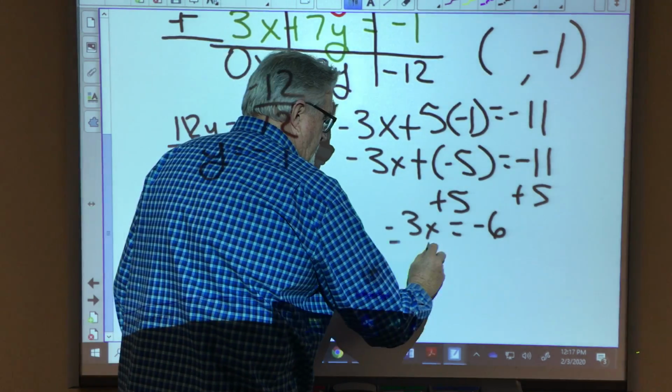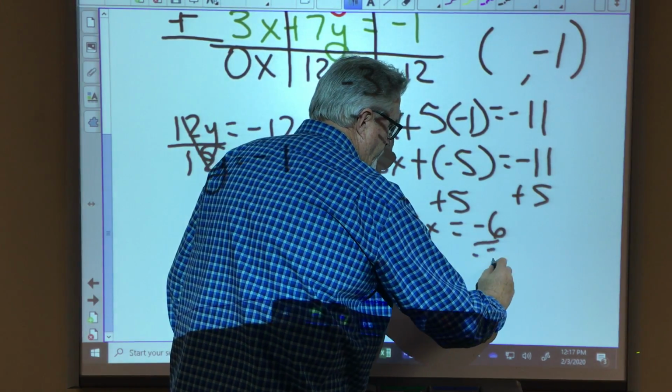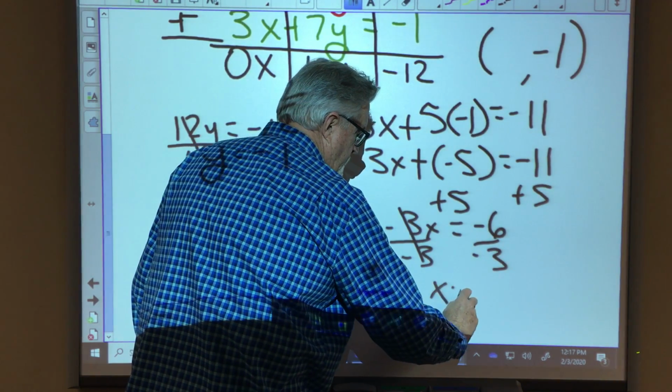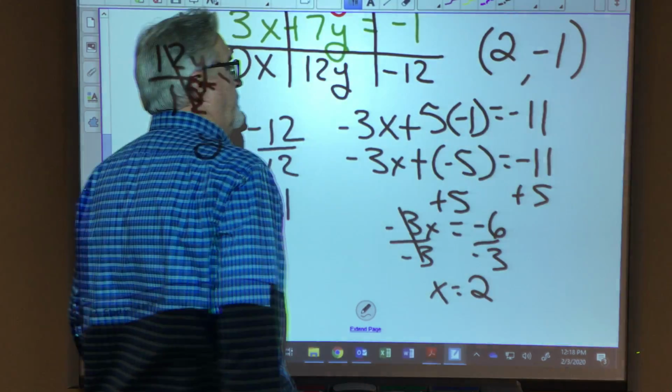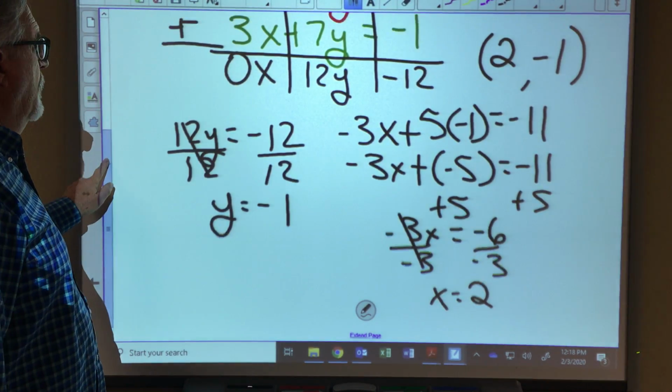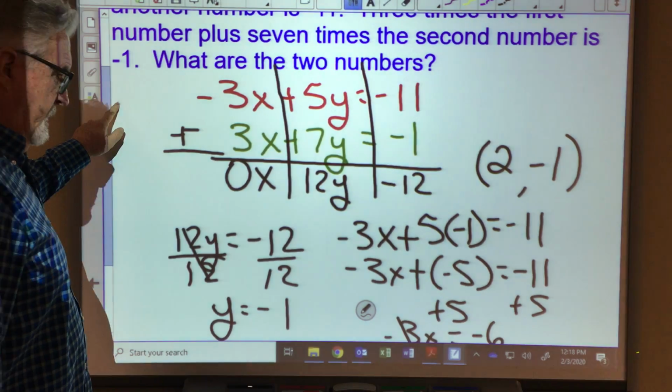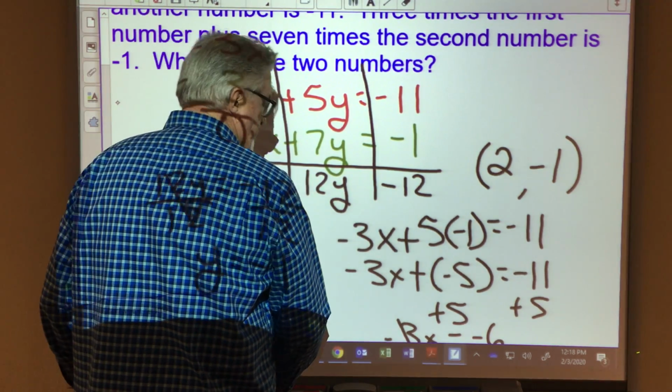Then we need to divide both sides by negative 3. Divide by negative 3, we get x is equal to a positive 2. So our solution would be the ordered pair 2, negative 1. We can plug it in real quick and just do a quick check on this.